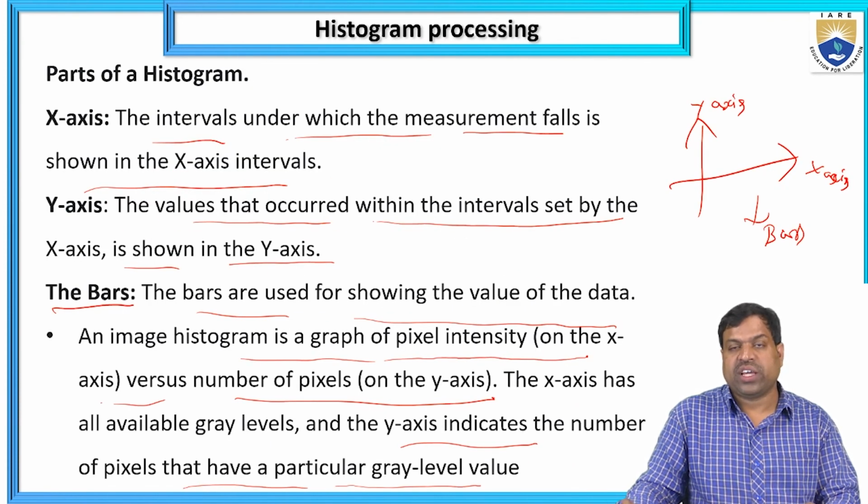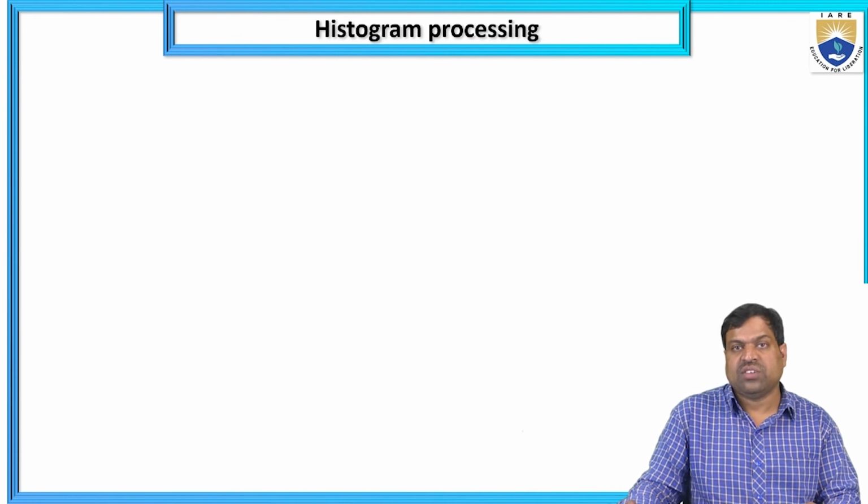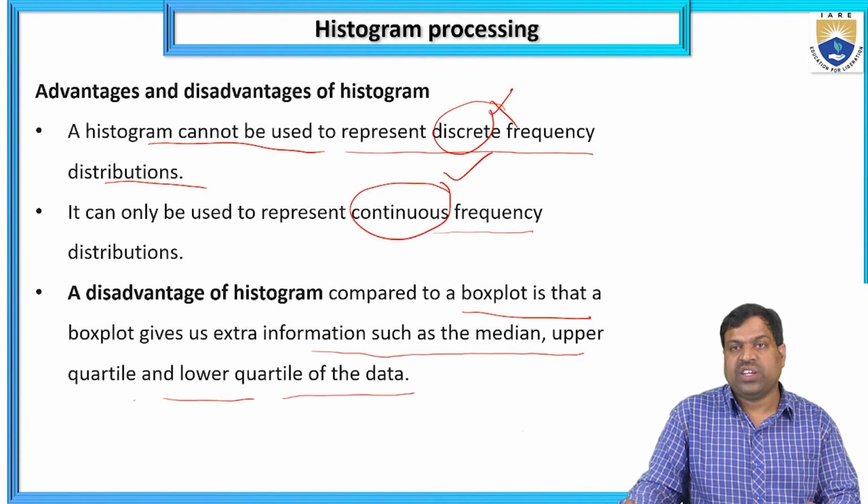So a histogram means I am taking an x-axis and a y-axis. The advantage is that we are not representing the data in discrete form, we are representing it as a continuous frequency distribution. The disadvantage, compared to a box plot, is that the box plot gives extra information such as the median, upper quartile and lower quartile of the data.